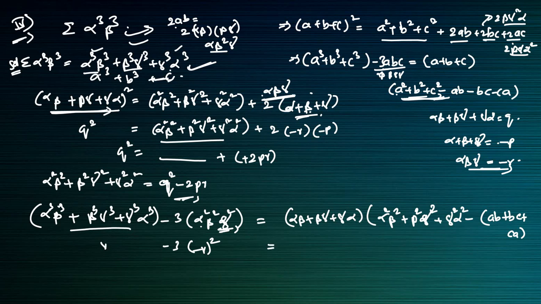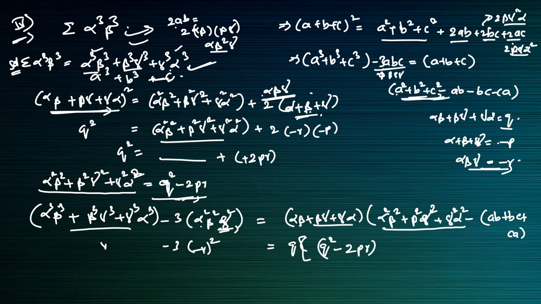Okay, now alpha beta plus beta gamma plus gamma alpha is equal to how much? q. So I will write q only. So it will become q into this total value we have got: alpha square beta square plus beta square gamma square plus gamma square alpha square is equal to q square minus 2pr. Into this ab, bc, ca, so it will all come like this, minus alpha beta gamma into alpha plus beta plus gamma will come.